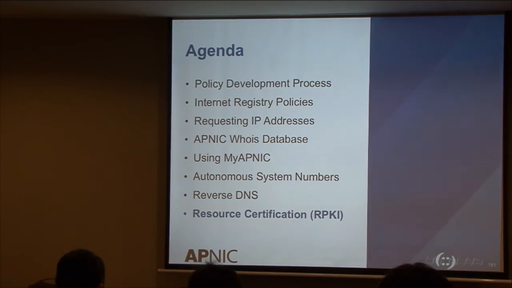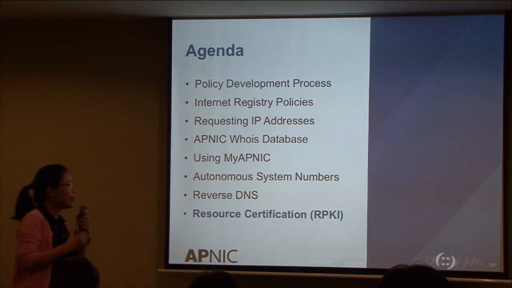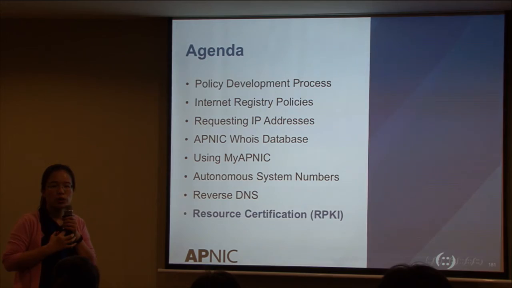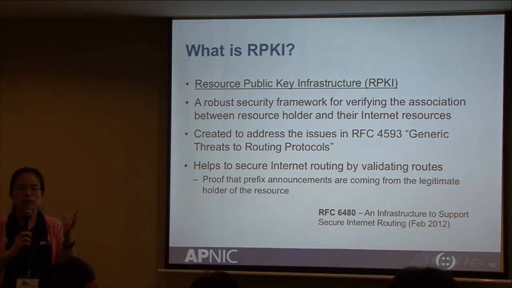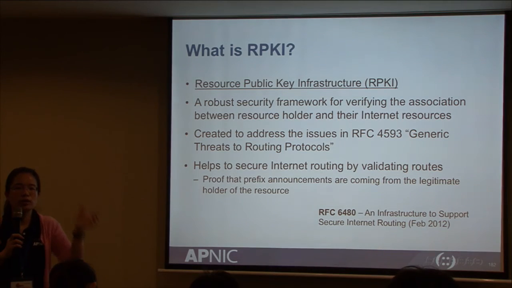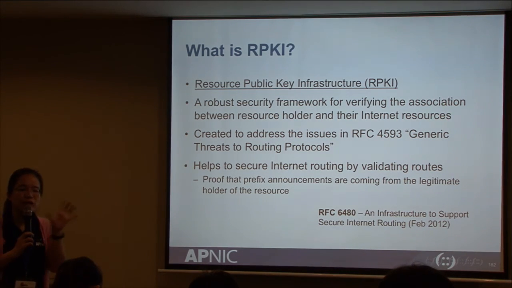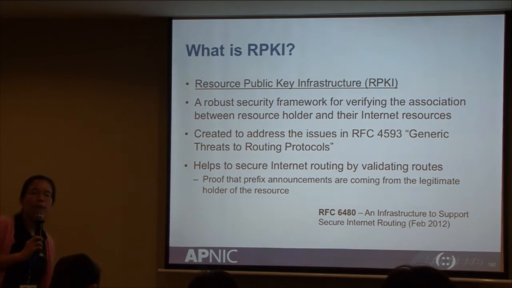And the last one, RPKI. RPKI is about the resource certification. This is about the route PKI, and this is related to APNIC. We want you to create the route object related to the source AS number, and create this matching information on MyAPNIC.